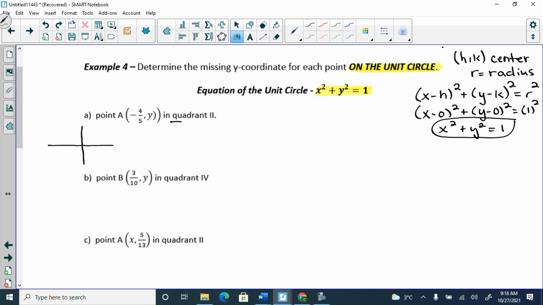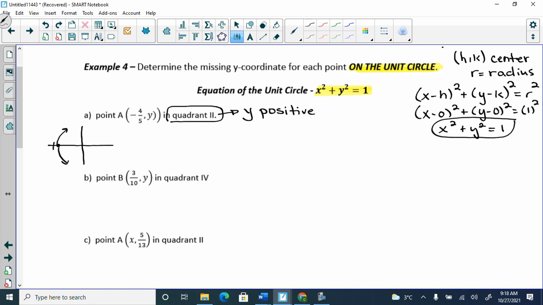But I always have to give you a quadrant. If I don't give you a quadrant, negative 4 fifths, let's say, if this is 1, negative 4 fifths is here. So I could technically end up having a y land down here or a y land up here, couldn't I? So I could have two answers. So if I don't give you a quadrant, you're going to give me plus or minus the y value. If I give you a quadrant, you have to tell me which one it is. I gave you quadrant 2, so what's my y going to be? My y is going to be positive.